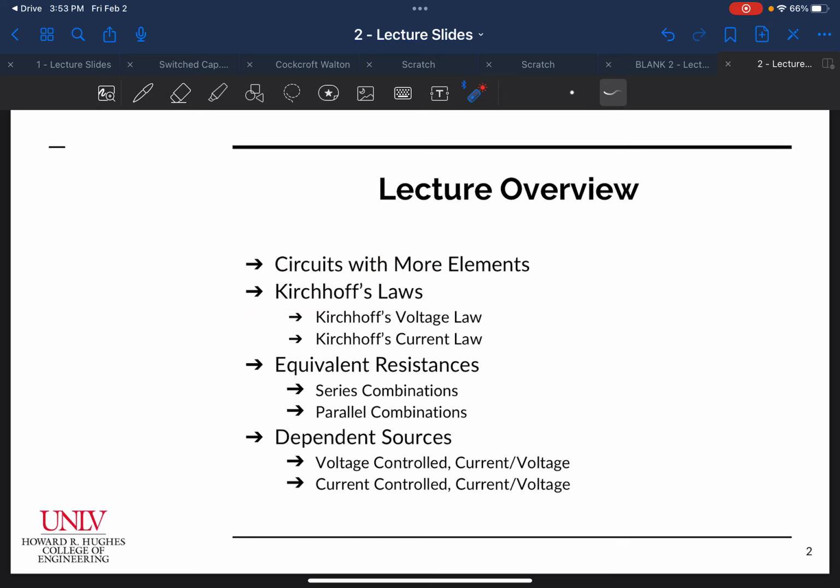After that, we're going to look at equivalent resistances. Up to this point, we've only seen a single resistance, but when we add more resistances, we can combine those resistors into series combinations and parallel combinations to make the circuit easier to solve.